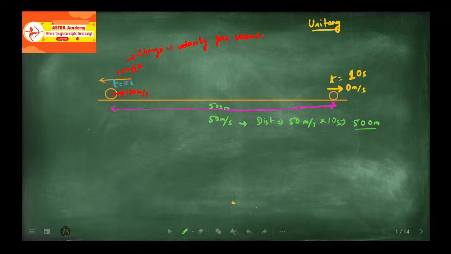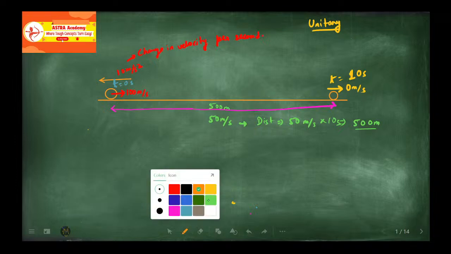Okay. Let us twist the question. Now if somebody asks us that the body is at some distance x, we don't know the value of x. But if the body is at some distance x at time t = 4 seconds, we don't know the distance of the body from the initial position. If somebody asks us, at t = 4 seconds, what is the distance of the body from the initial point, how can we find it? Very easy.